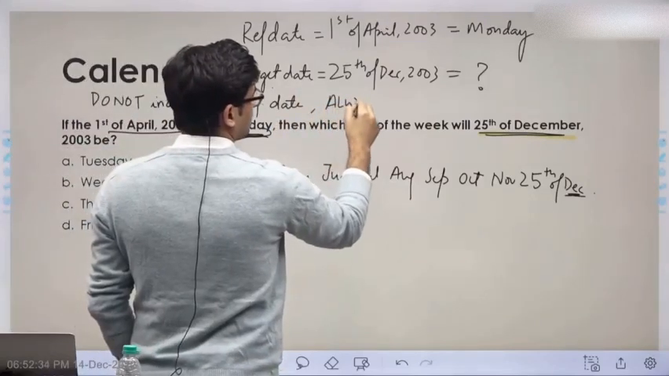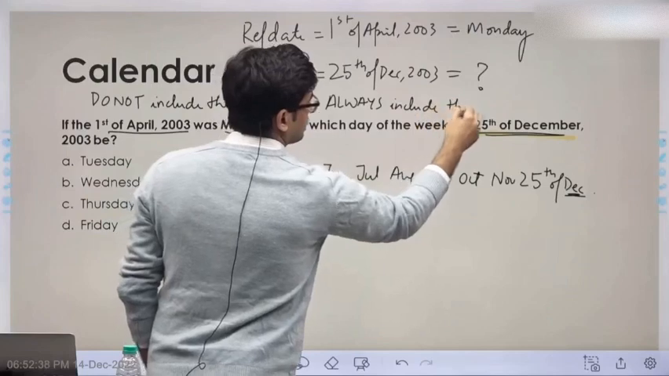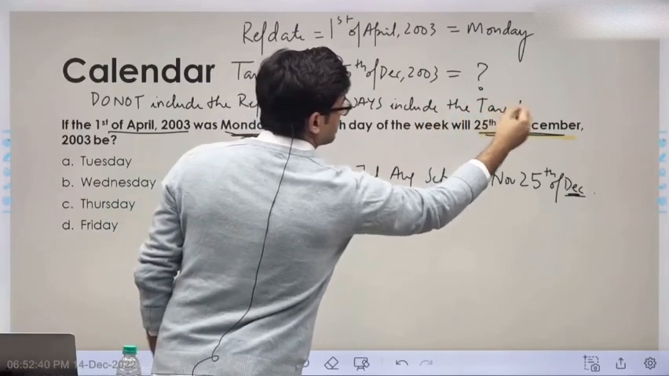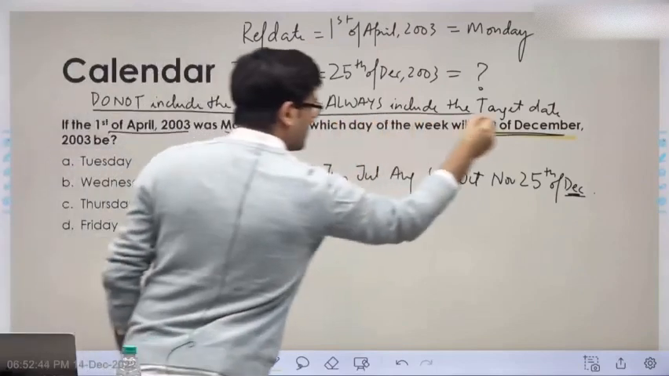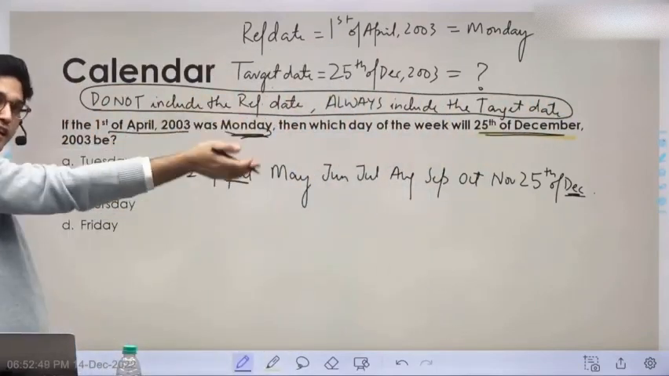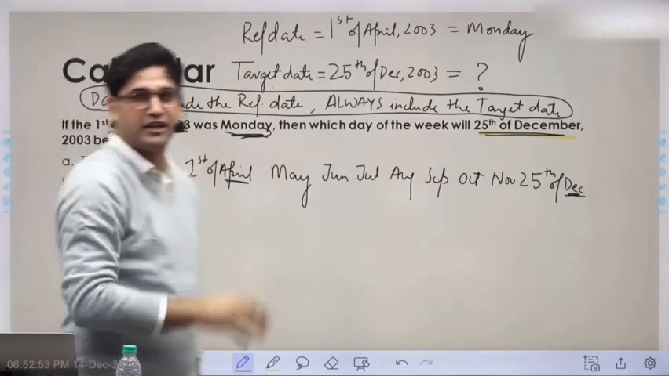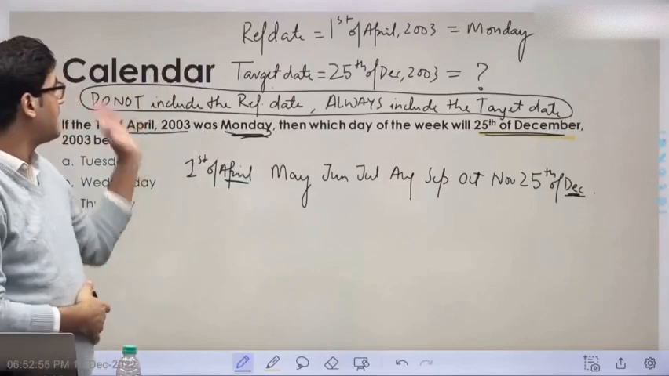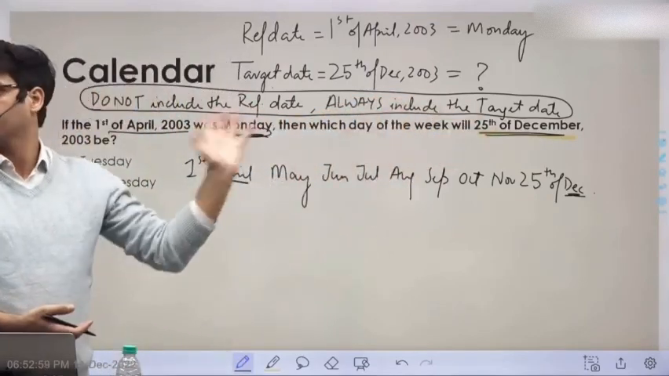Always include the target date. Just write this convention down. This is a convention that I followed to keep things very, very simple for me. You can include the target date and not include the reference date. You have to basically include one and not the other. The convention that I follow is I never include the reference date. I always include the target date. Just write this convention down.